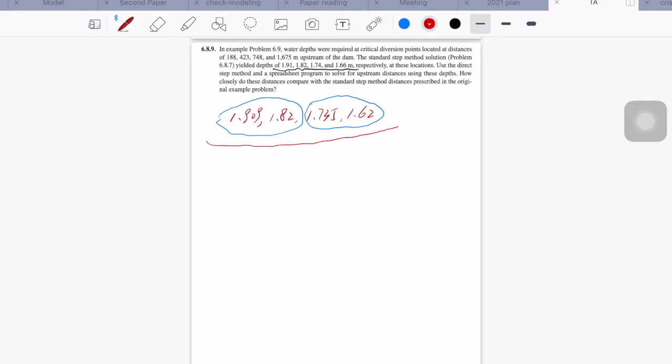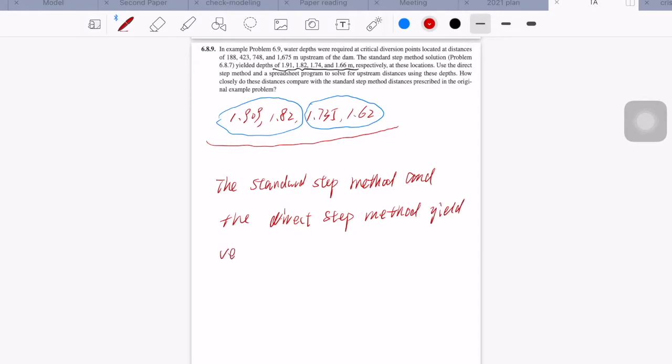So in other words, we can get a conclusion that the standard step method and the direct step method yield very similar results. So we have done this problem.